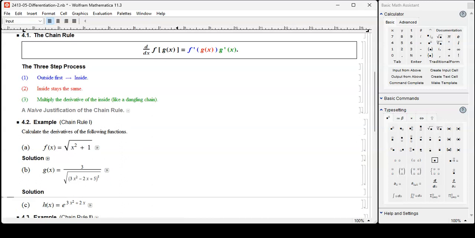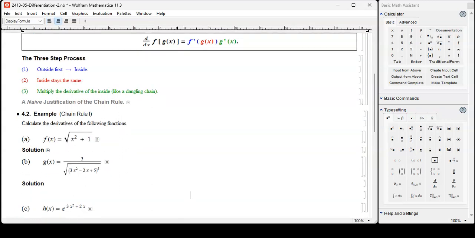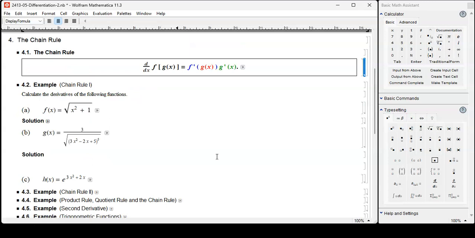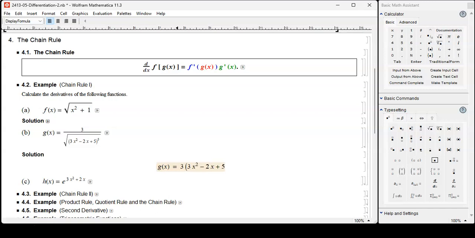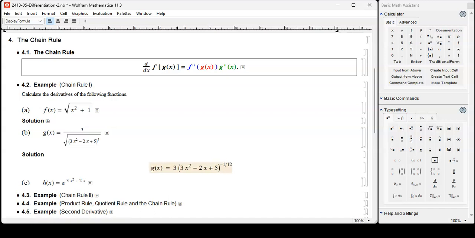How about the next problem? You can stop the playback and do it on your own, and then you can check later. So what do you have here? First, the preparation. G of x is 3 times 3x squared minus 2x plus 5 to what power? Negative 1/2 power. Is that clear to everybody? Why 1/2? Because we have a square root.